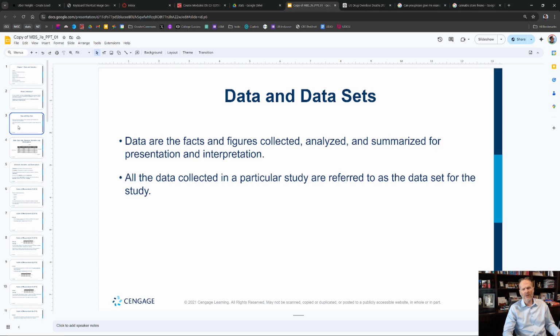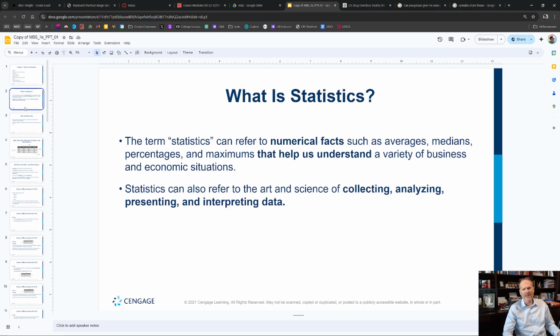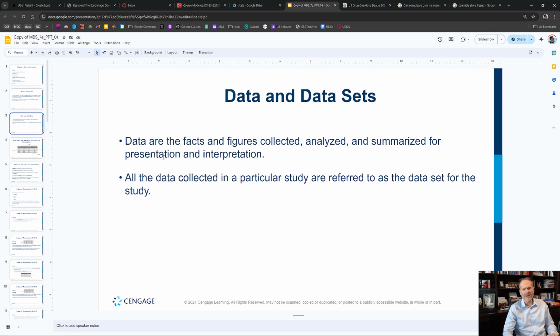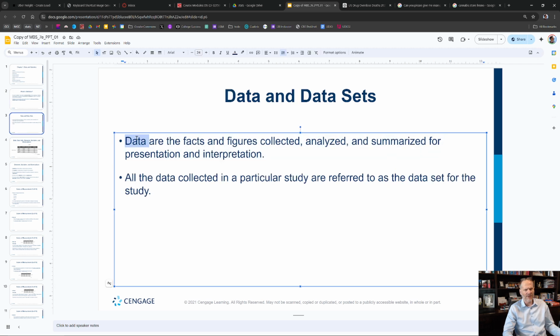When we start talking about numerical data, numerical facts, we're talking about data. Data are the facts and figures that are collected, analyzed, summarized, and presented for interpretation. So data is just facts and figures and numbers. And all data collected in a particular study are referred to as the data set for that study. So when we do a study, that's referred to as a data set. And we have a data set.